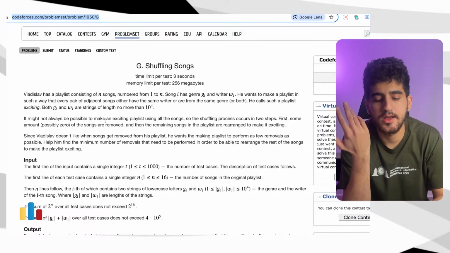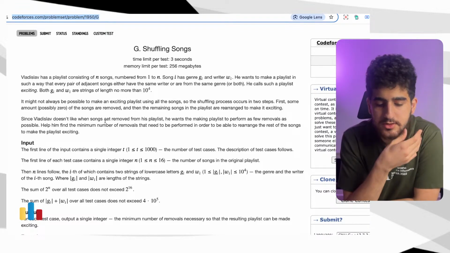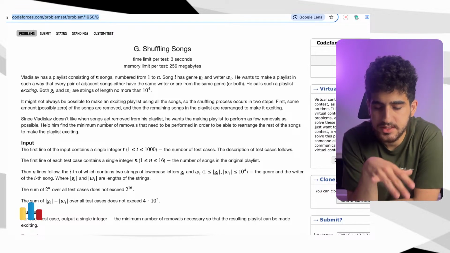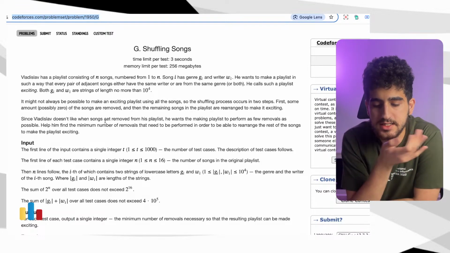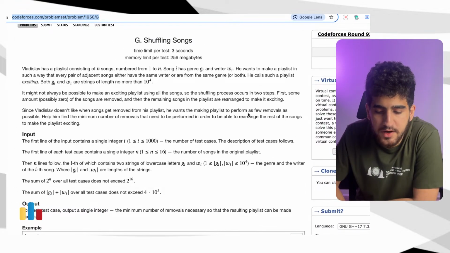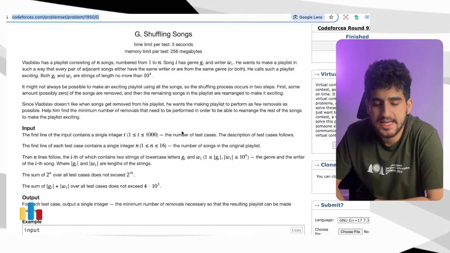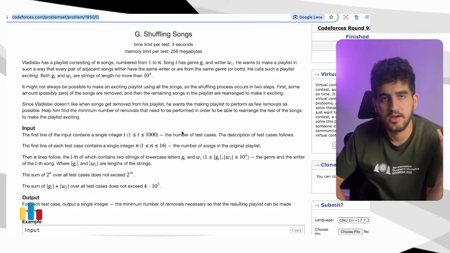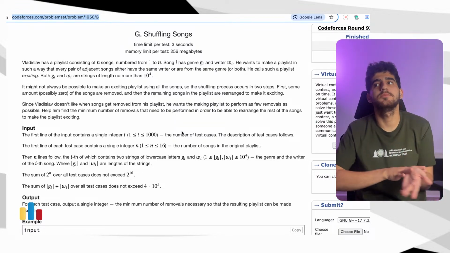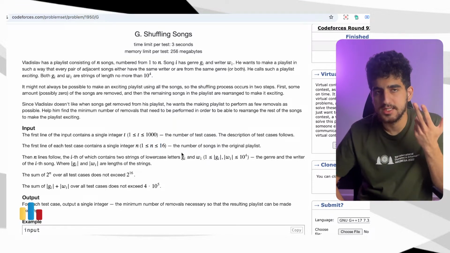Both g_i and w_i are strings of length no more than 10^4. It might not always be possible to do that, so he can remove some of the songs. He can remove some of the songs and then the remaining songs in the playlist will be rearranged to make it exciting. And he wants to find the minimum number of removals so that at the end he can arrange his playlist so that each two consecutive ones have the same genre or have the same writer. And you can see that n is at most 16.